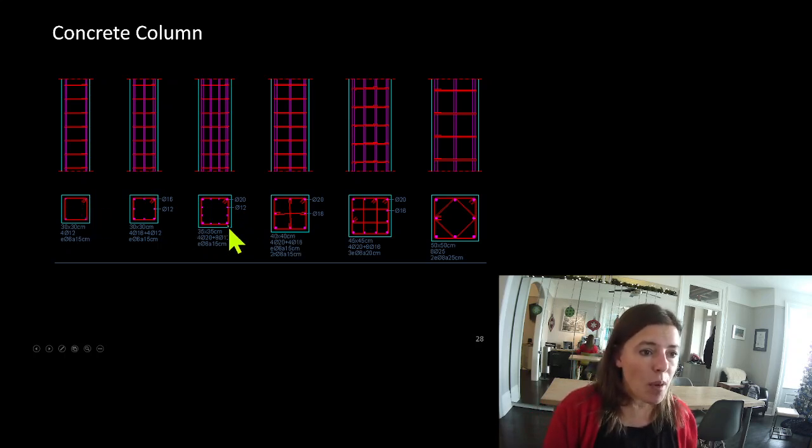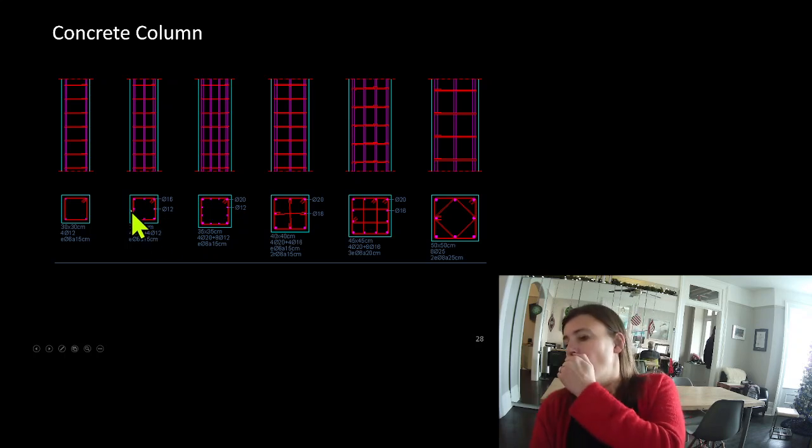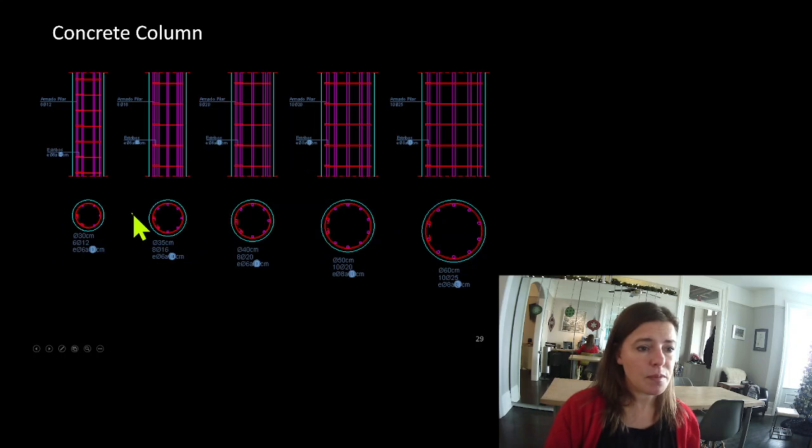So you can see that what is key is wrapping all of those bars in some way. We want to contain those bars within these ties. And there's all kinds of different ways you can do this layout. This is a pretty common layout for our concrete and our ties. Here are some views of some round ones. Again, you can see we are containing it in these ties.